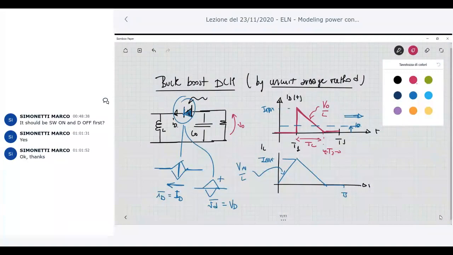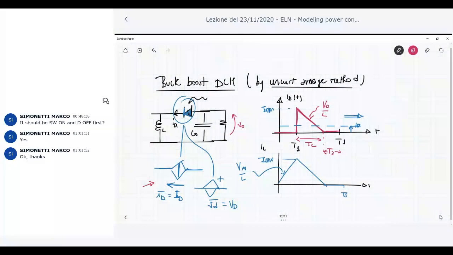So tomorrow we can start from this analysis. I have to find out the average value of the current through the diode, and then with this average value, I can replace the diode with a current source with this average current.